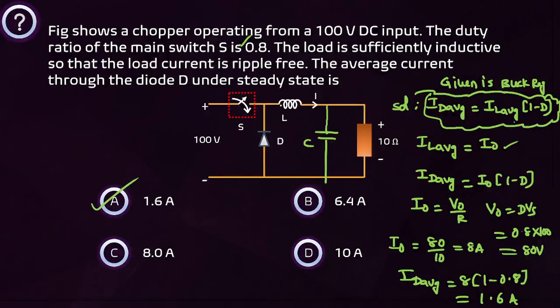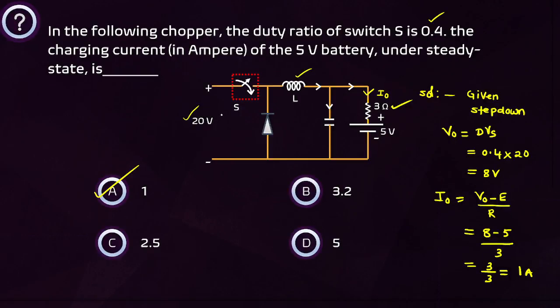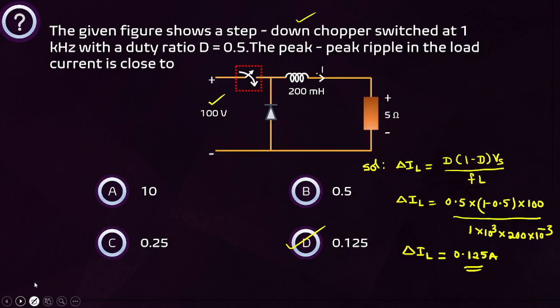Then this is the question based on which one? This is also a question based on the buck regulator, because inductor is at load side. This is repeated, you have to concentrate. You have to calculate what is asked, the on off ratio. Then it is asking what is the average current. It is asking 10 ampere. Try to practice. This is also a repeated question that you have to concentrate.